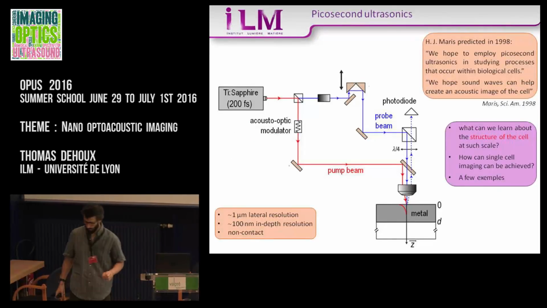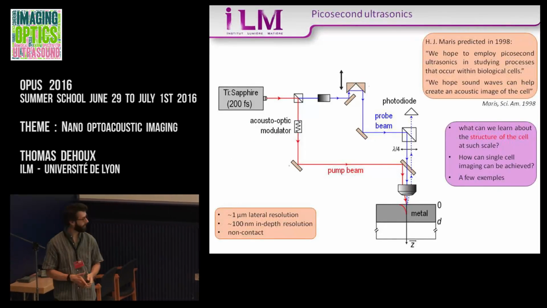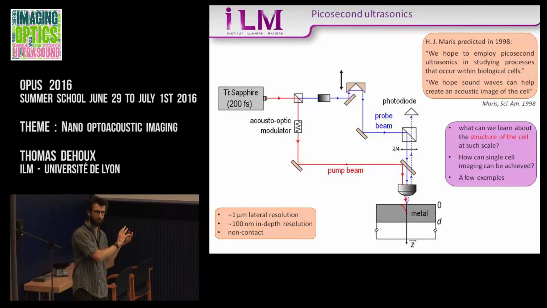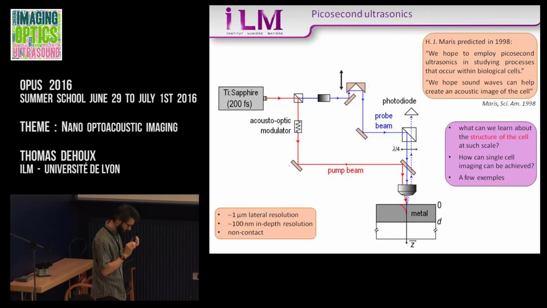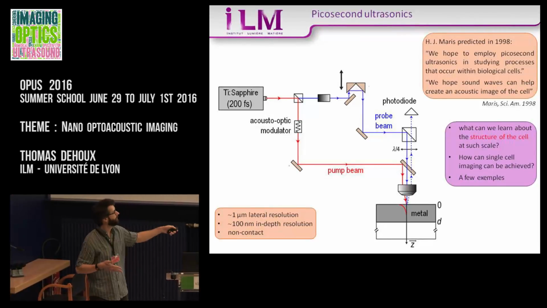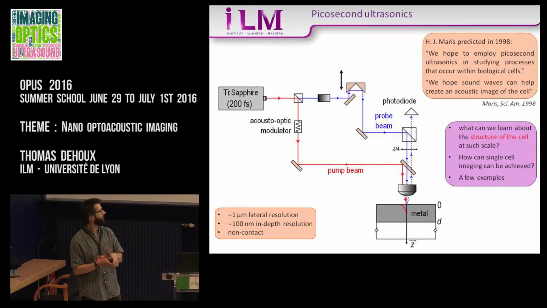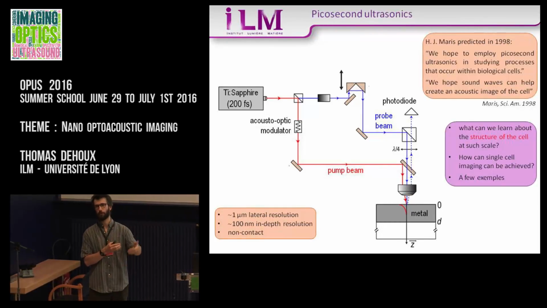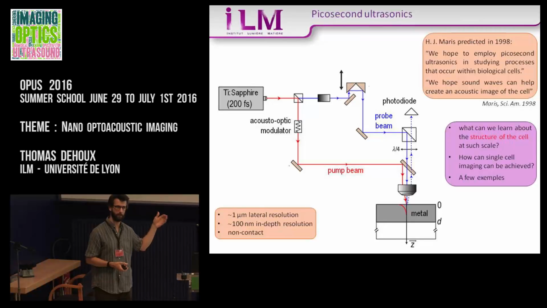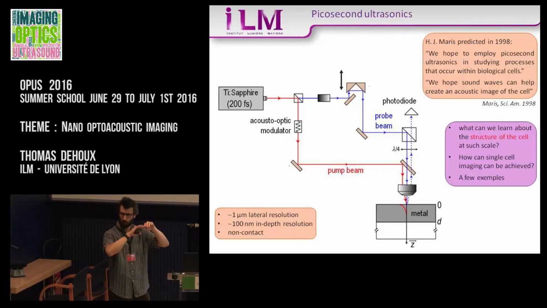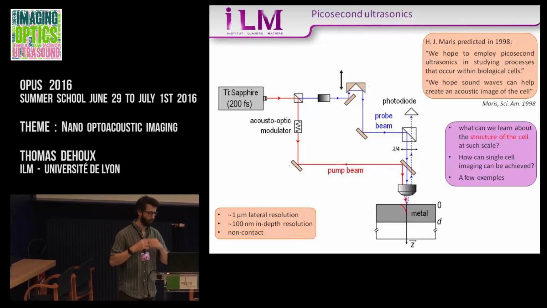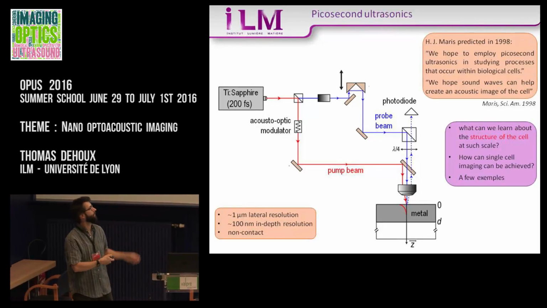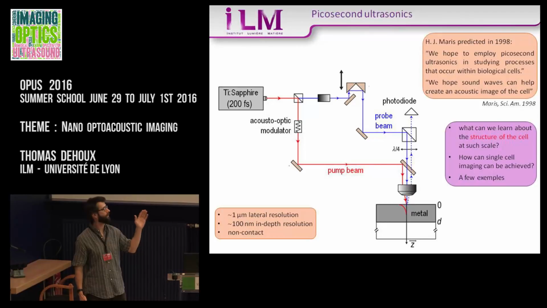So all in all, this technique potentially has a good lateral resolution, 1 micron, which is limited by the ability to focus the beams with the lens. We have a typically 100 nanometer in-depth resolution due to the high frequencies we can generate, which are limited by this electronic diffusion that broaden the source. And if you're able to engineer the proper transducer, it is non-contact.